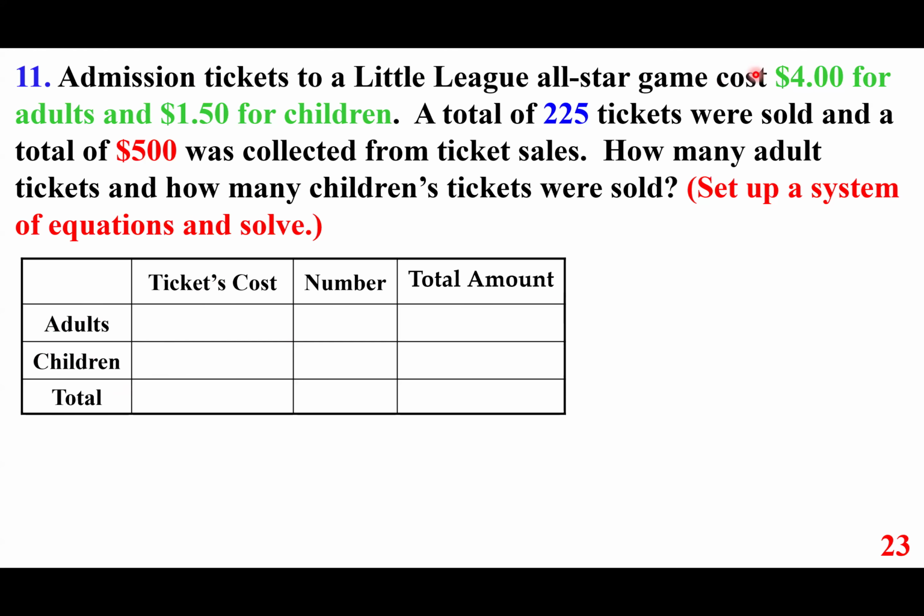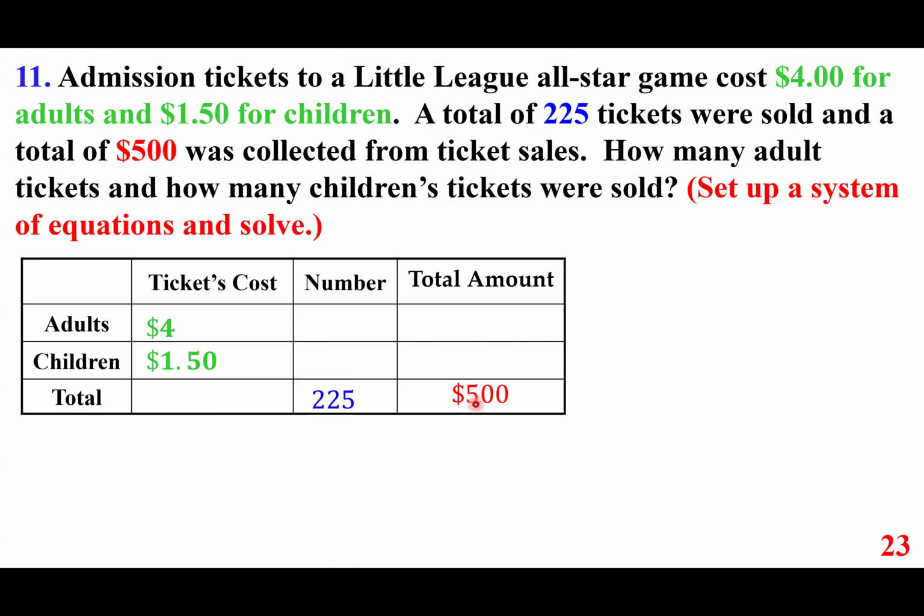From the get-go, $4 is the ticket cost and $1.50. So $4 for adults, $1.50 for children. That's the first thing. Then a total of 225 tickets. So the total for number would be 225 tickets were sold. And how much? $500 in total. Total amount, $500 was collected. So that's the given. I hope everybody can see what happens here.